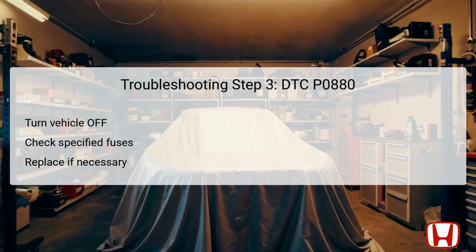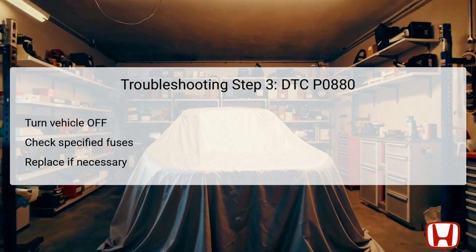By inspecting these fuses, the technician can ascertain whether they are functioning properly. If a fuse is found to be blown, it must be replaced, followed by a retest to determine if the issue persists. If a replacement fuse blows again, then a short to ground in the respective fuse circuit must be repaired. This step is crucial because fuses protect electrical circuits and their failure can disrupt power delivery to the TCM, leading to diagnostic trouble codes such as P0880.